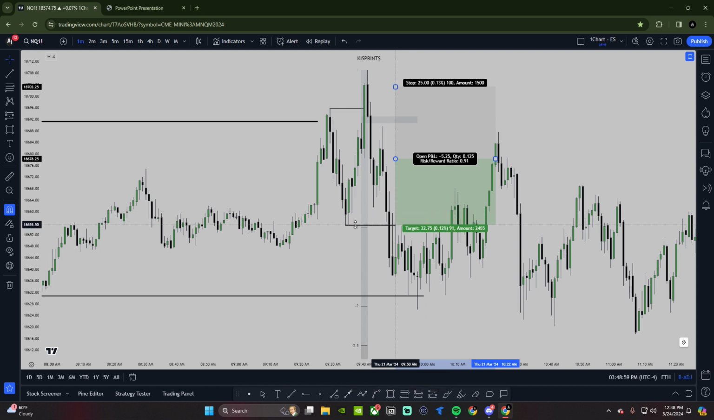Targeting TP1 would have been at 22 points. So that's 23 points actually right there. And then full closure at 47 points. So a good 2R right there on that trade.